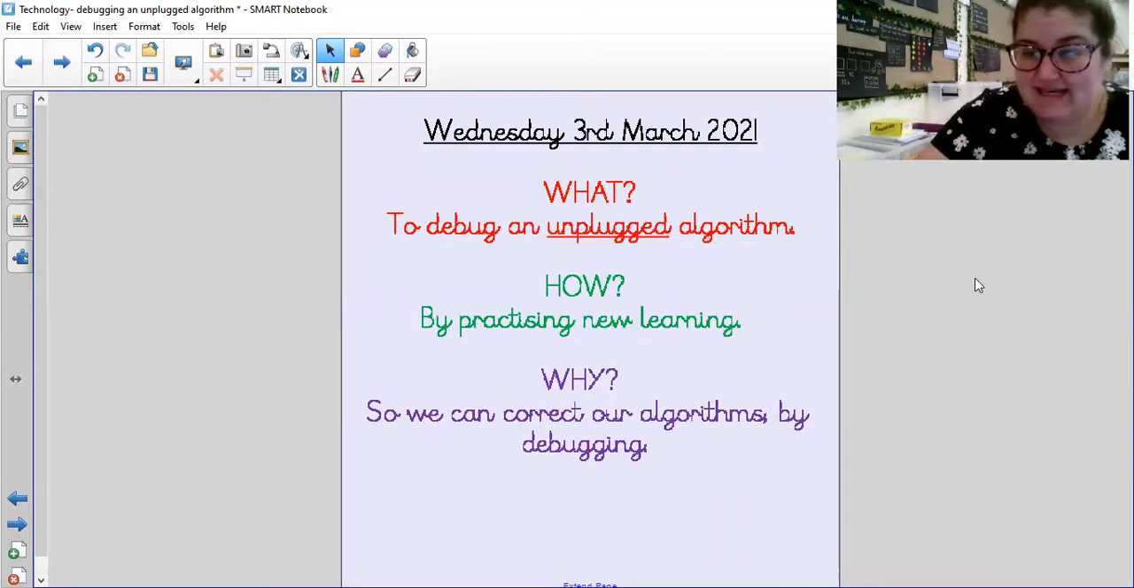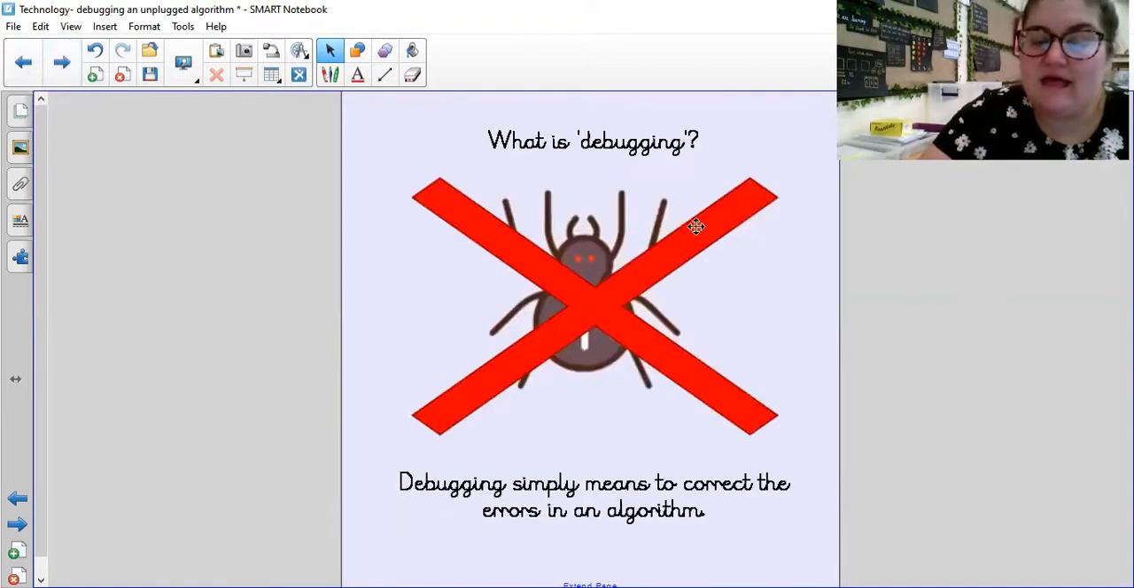So today's lesson is quite interesting, okay, and I'm quite looking forward to this one because we are going to debug an unplugged algorithm. And we're going to be practicing some new learning because we've not heard the word debug before. And why are we doing it? So that we can correct our algorithms by debugging. So if we're going to correct them, that must mean that they are incorrect at the moment and we need to fix them. And that leads me on to what is debugging.